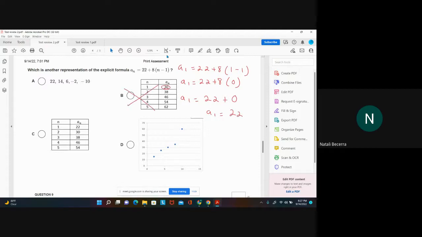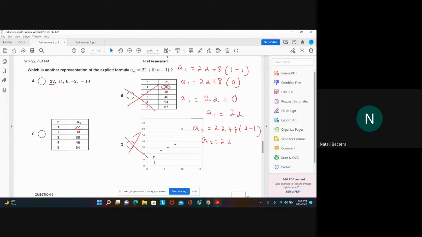I don't have it here. That's wrong. I have it here and I have it here. Do I have it here? The first term 10 is between 10 and 20. Whatever that number is, it's not 22, so it's not D either. So that means I had to find the second term to find my answer. So now I'm going to do A2. 22 plus 8, 2 minus 1.